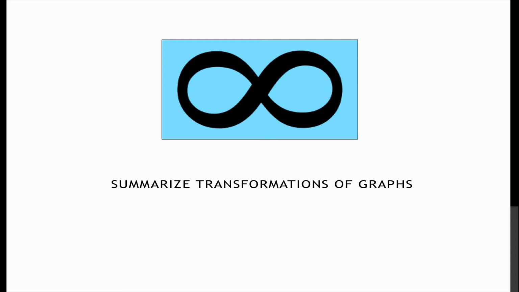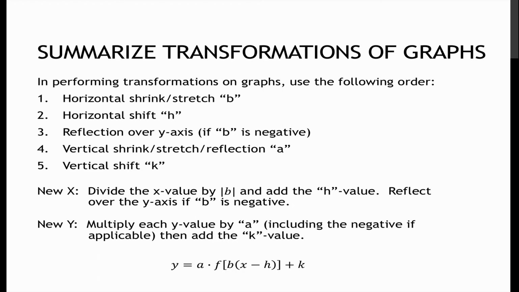In this lesson, we will summarize all of the transformations of graphs. So as we can see, the order in which we should transform a graph starts with the horizontal. So the horizontal shrink or stretch, which is essentially b, and then adding or subtracting h depending on the sign. Then the last horizontal shift would be a reflection over the y-axis, and that's if b is negative. So it's important that that happens after the other horizontal transformations.